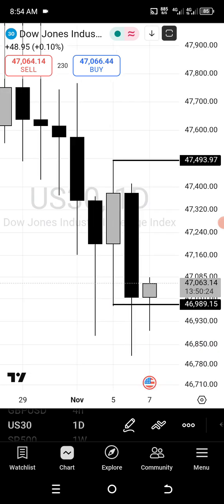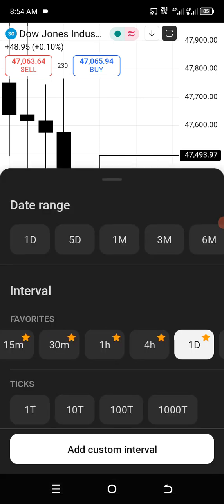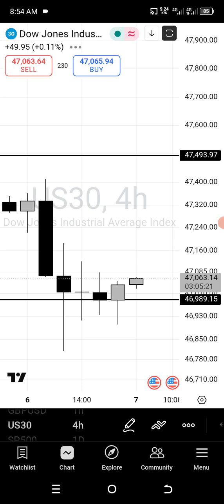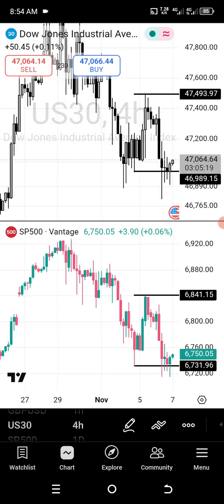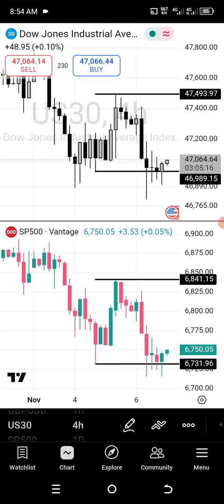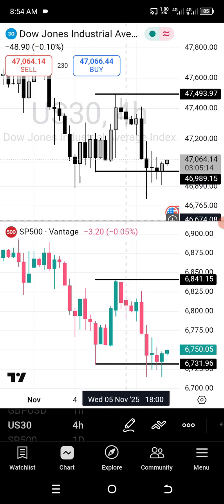Okay, now I'm interested in buying US30, the Dow Jones. Let me go to the 4 hour time frame. On the 4 hour time frame, I can see that price is actually sweeping this range low, this range low, and also sweeping this range low.